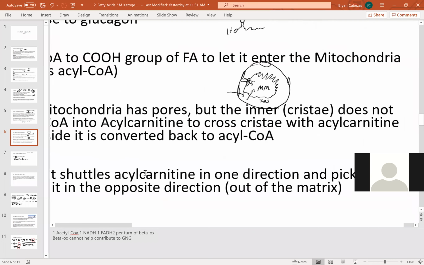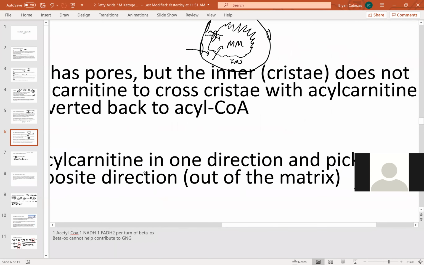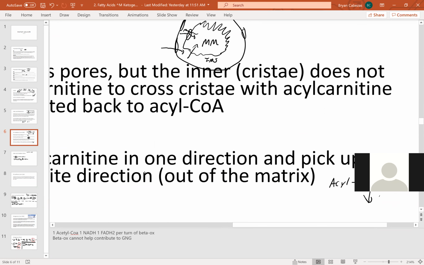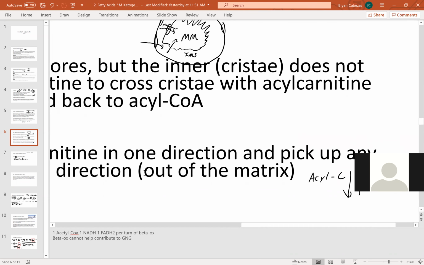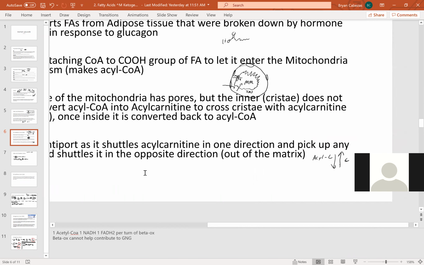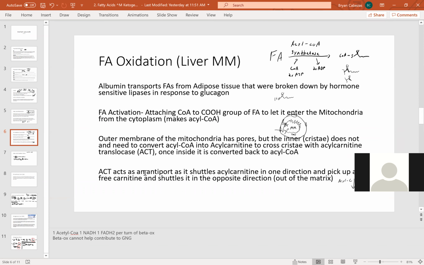And as I mentioned before, the ACT is going to be acting as an antiport. So I mentioned that the acyl-carnitine is going to be going into the mitochondrial matrix, and something else is going to be going out of it. So this is what antiport is. One thing is going in one direction, the other thing is going the other direction. What's going to be going in the opposite direction is just carnitine, right? So the carnitine that's going to be reused in the intermembrane space. Okay, so that's it for this slide.